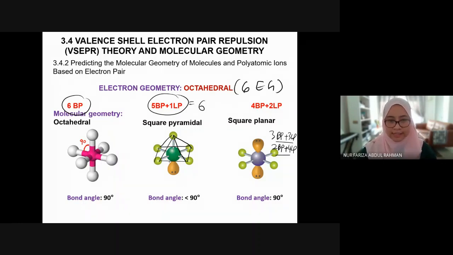So the angle is now less than 90 because it has one lone pair. The lone pair pushes all the bonding pairs closer to each other and causes the bond angle to be less than 90. Alright, so this is square pyramidal. Next.